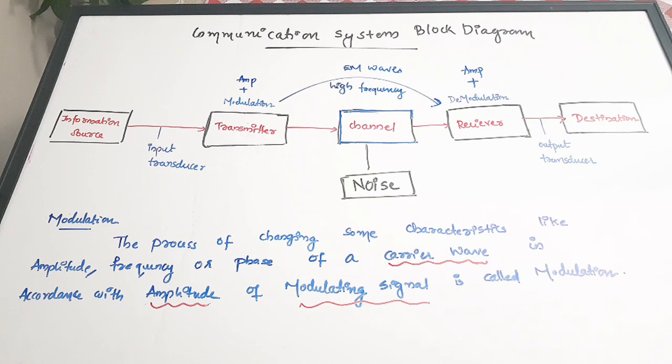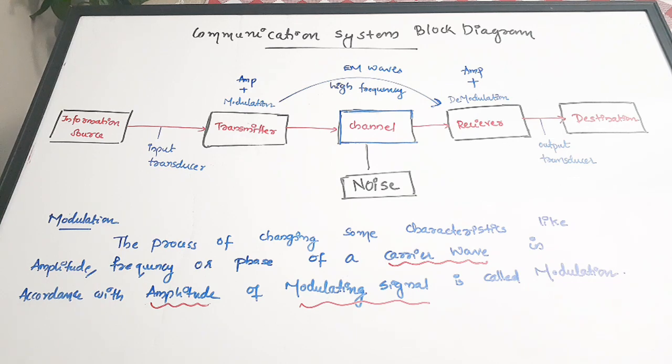So this is an introduction video to analog communication subject. In this video, we will be covering the topic called communication system block diagram. That is the basic block diagram we'll be explaining. And also we'll be studying the concepts of modulation, what is actually modulation, its definition, and also what is the need for modulation. So these three topics we'll be covering in this video: the block diagram of communication system, modulation introduction, and the need for modulation. So let us start with the communication system block diagram.